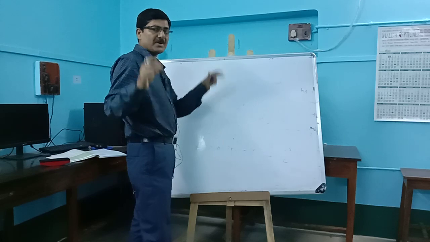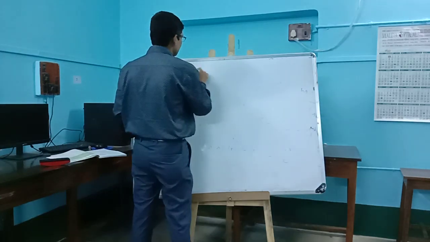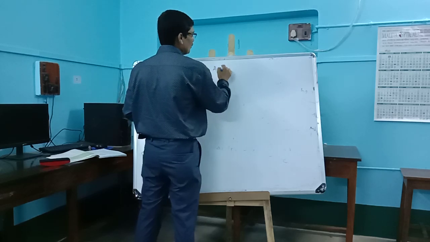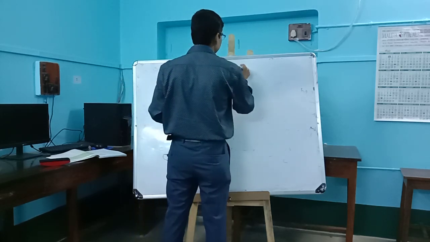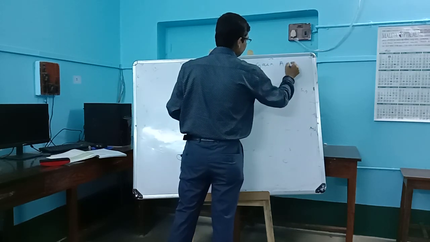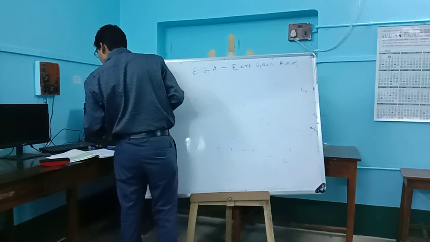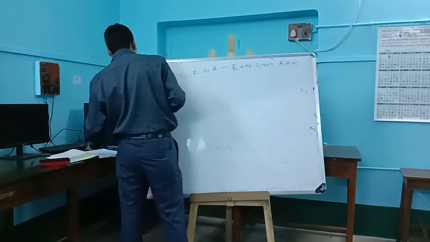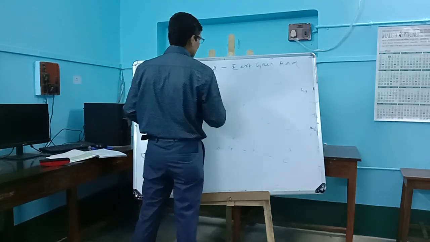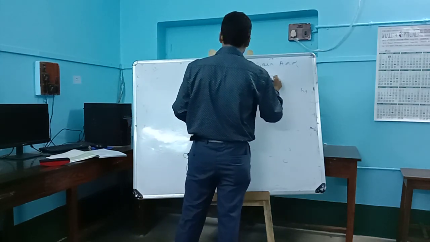For the purpose of memorizing, we may write this way: EGA, which means east, gain, add, and WLS, west, loss, subtract.